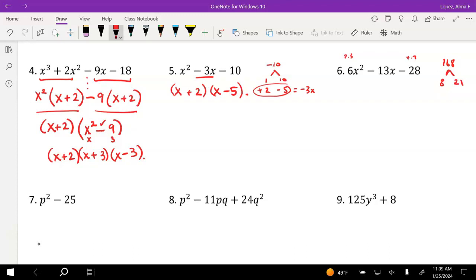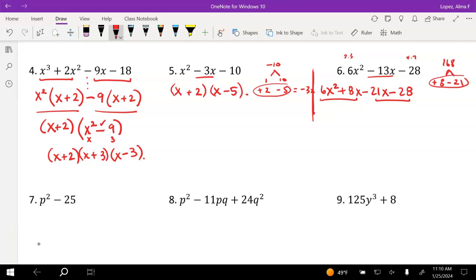They multiply out to be 168, and I can get them to add up to negative 13 by making the 8 positive and the 21 negative. Let's rewrite it. That is 6x squared. Instead of negative 13x, I'm going to rewrite it using those numbers. Plus 8x minus 21x minus 28. Now I'm going to group the first two together and the second two together. This is how we do type 2s.